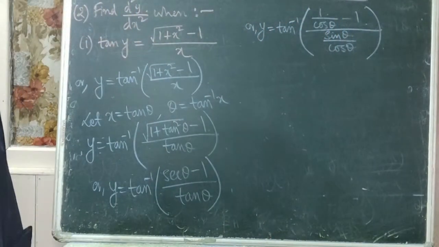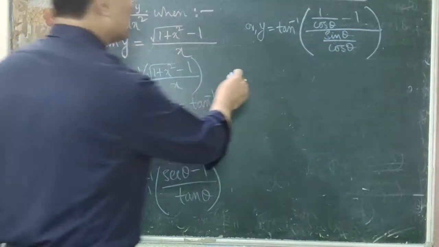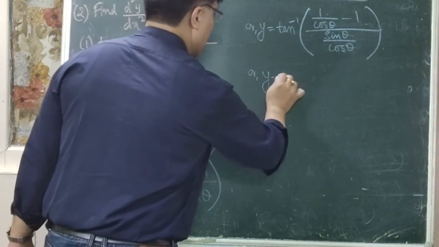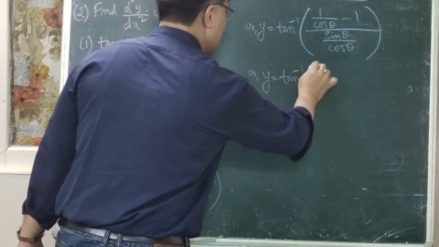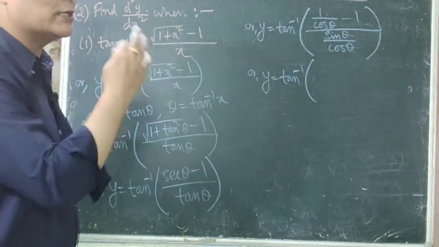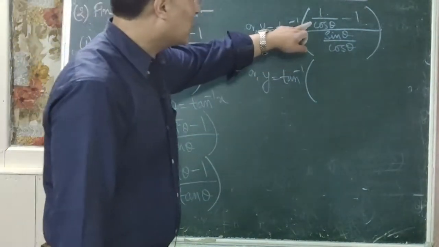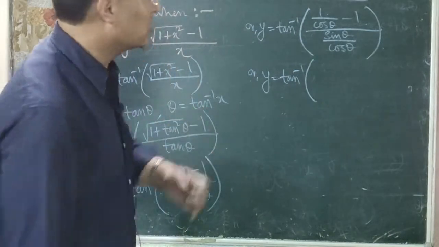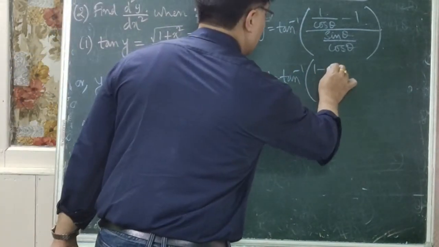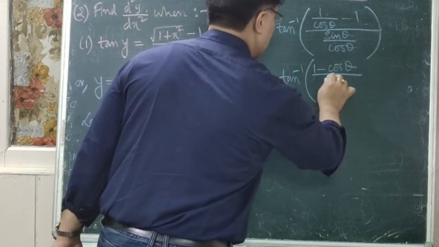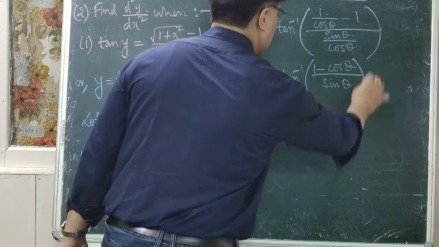I think you have understood it. So take the LCM in the numerator. So y is equal to tan inverse. If you take LCM in the numerator, it becomes cos theta, isn't it? And cos theta gets cancelled. So what do we get? It is 1 minus cos theta divided by sin theta.